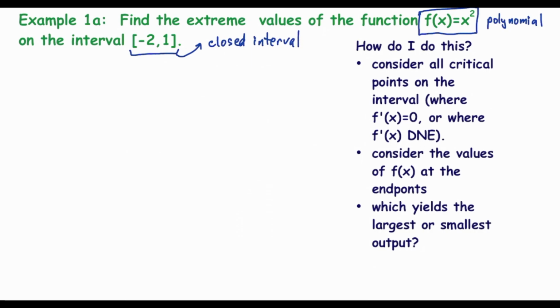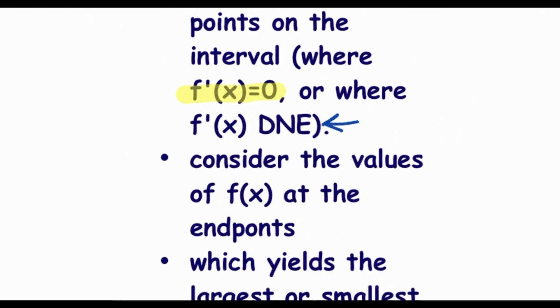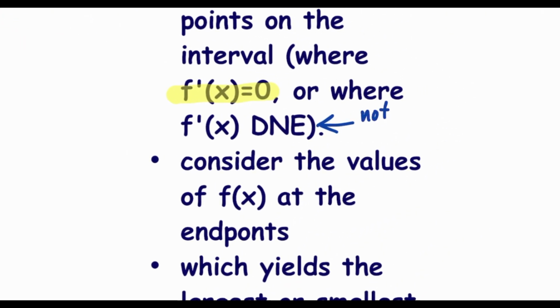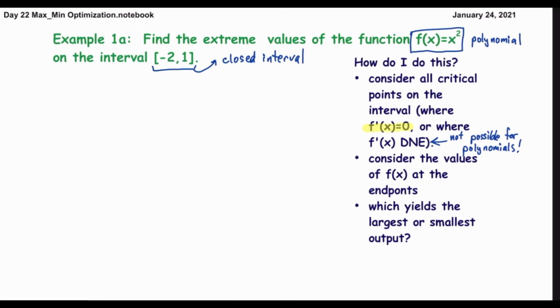Let's start by identifying our critical points, where f prime of x equals 0. And we know that a polynomial is not going to have points where the derivative does not exist. So that's not possible for polynomials, which is just less work, one less thing we need to consider.